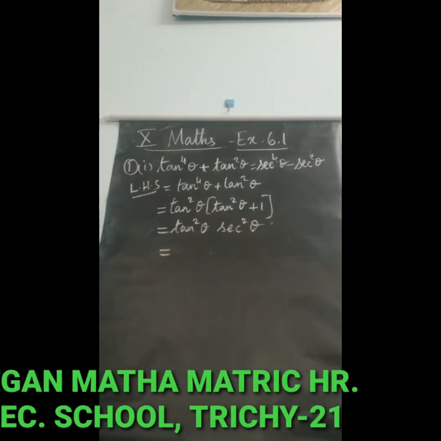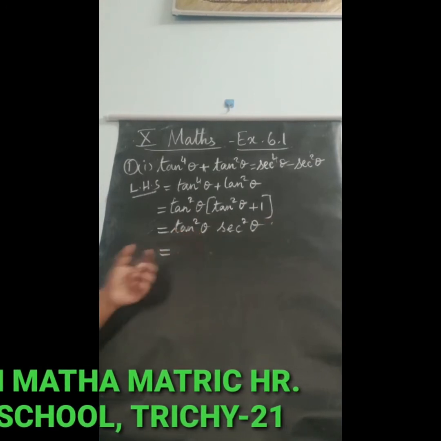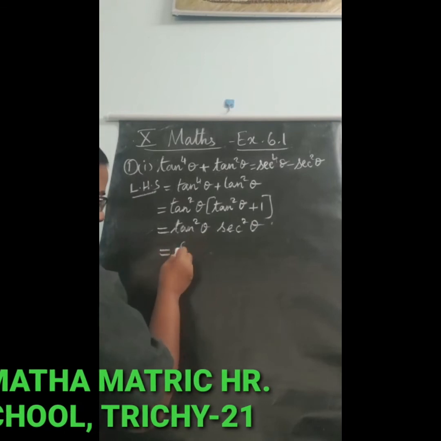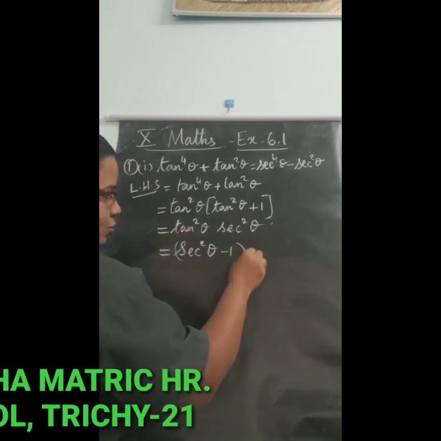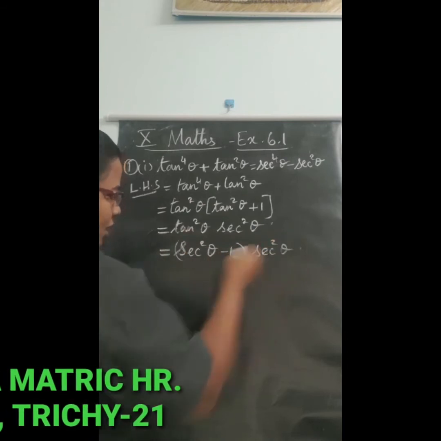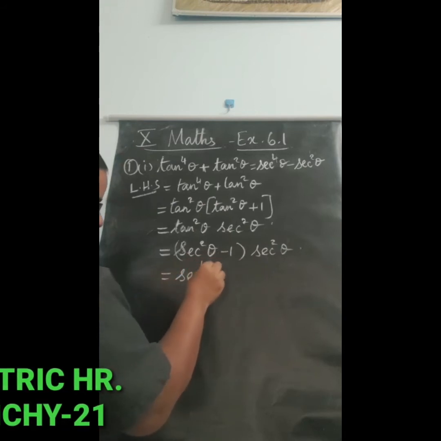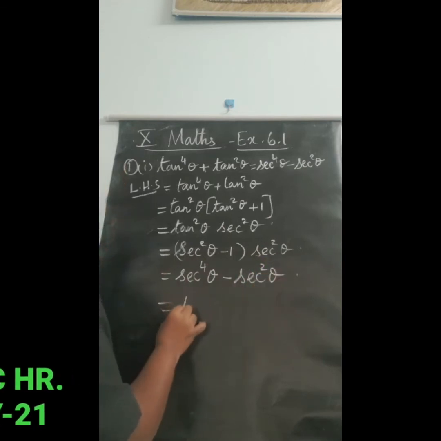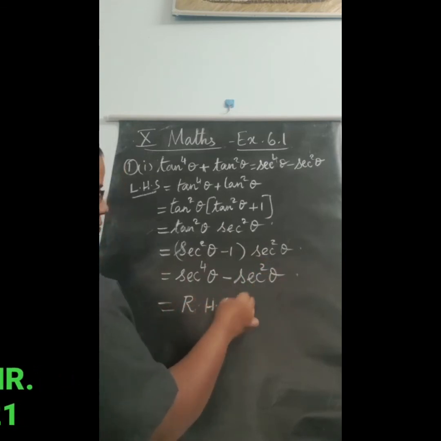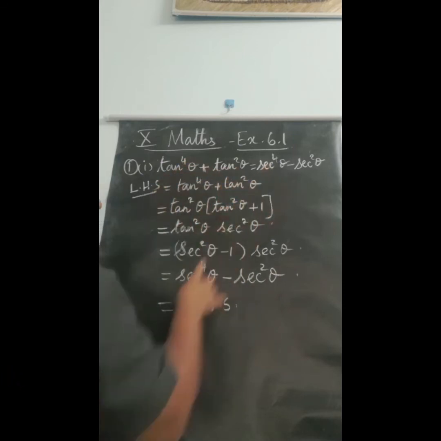So according to this we have to change, what is tan square theta? That is secant square theta minus 1. That is the formula. Secant square theta minus 1 into secant square theta. Now you have to multiply by secant square theta. We will get secant power 4 theta minus secant square theta, that is equal to RHS, hence proved. Both are equal.